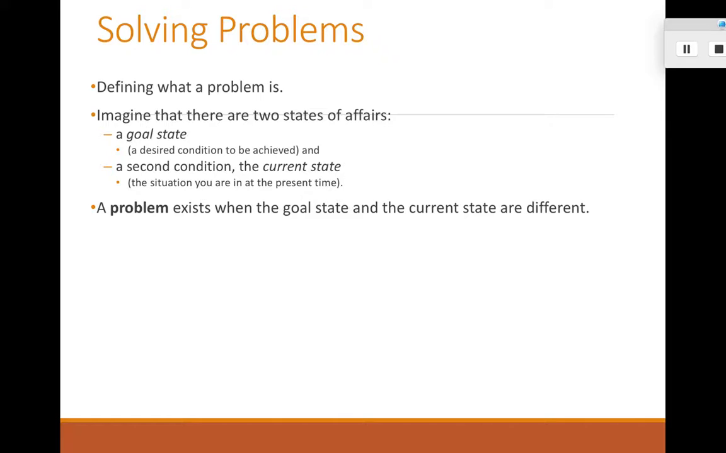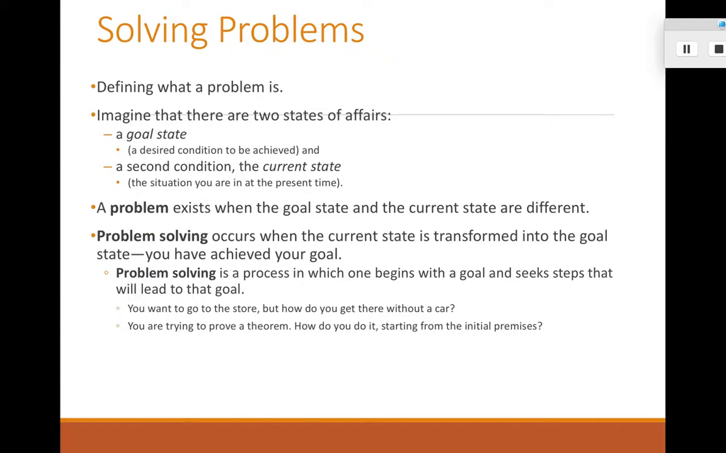So the problem really exists when the goal state and the current state are different. So in other words, your current state is not the goal state, right? So in other words, you have not achieved the specific things that you would like to achieve associated with that issue, and that's why we're now going to consider this to be a problem, because there's this deviation between your goal state and your current state.